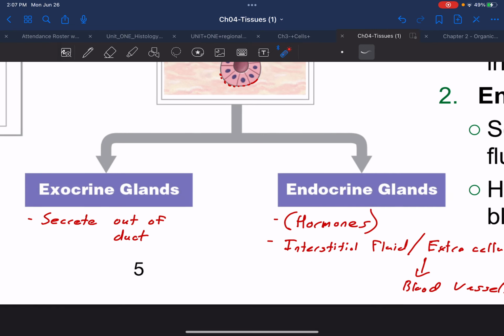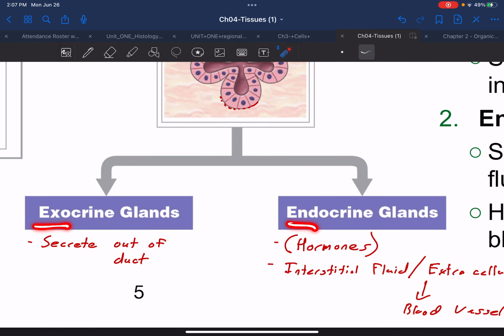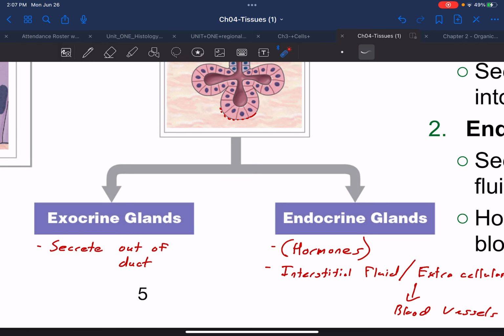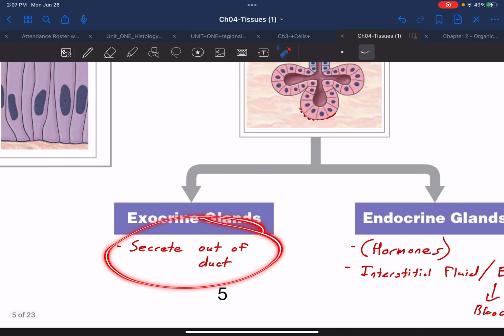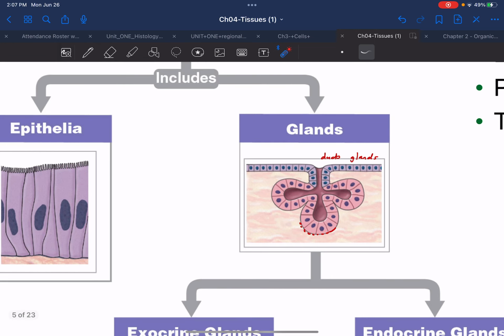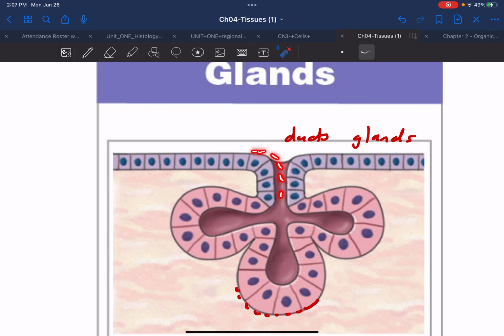And so some themes like exo, right, and endo. Exocrine secretes out of the duct. That's its definition. Exocrine glands. And I'll come back to this note. This is for a little bit later. But otherwise, secrete out of the duct. That means that it just secretes substances like this.